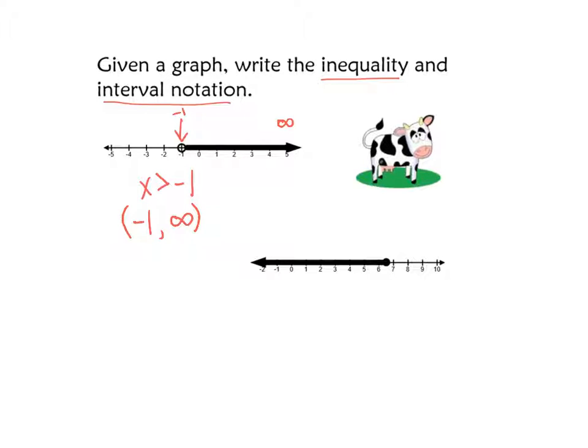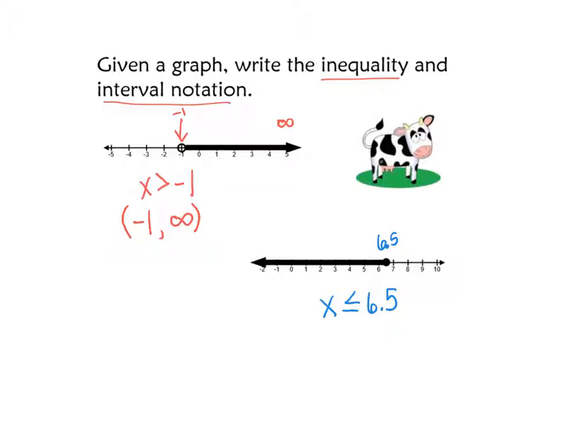On the second one, it looks like 6.5 to me. That's 6.5. The numbers that are being shaded are less than. So x is less than, and it's going to have an equal because that is a solid point. Less than or equal to about 6.5, it looks like.